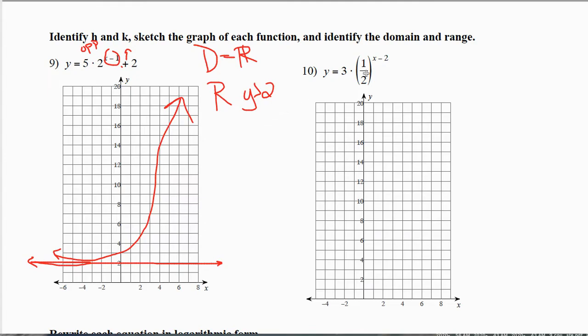Okay, so this is going to be a decay. How did I know it's going to be decay? Because this number right here is less than 1. Now I could actually have a plus 0 here. So it means that I'm not going to move from my y-axis. I'm not changing my y at all. So here is my horizontal asymptote.